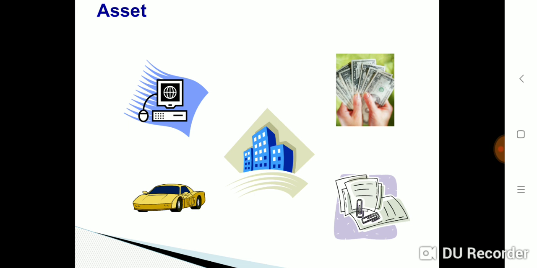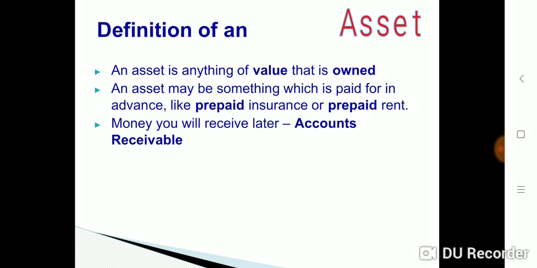So, assets. Assets means what? Assets means property of any kind owned by the businessman. The ownership of an asset must be with the business unit. For example, computer, building, car means vehicles, cash in hand, cash at bank, account receivables are some of the examples of assets. So, an asset is anything of value that is owned by the businessman.